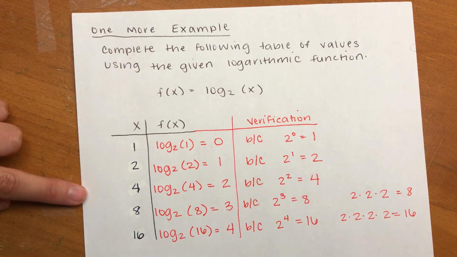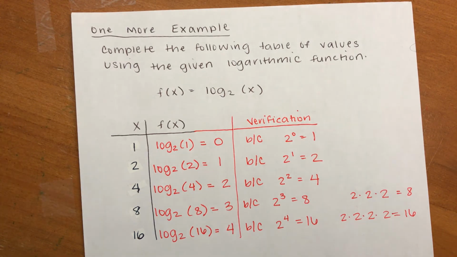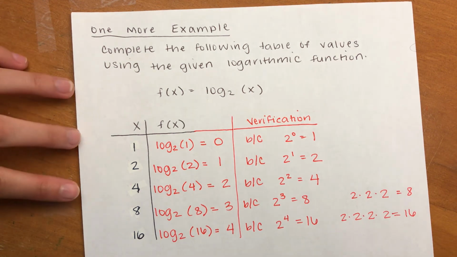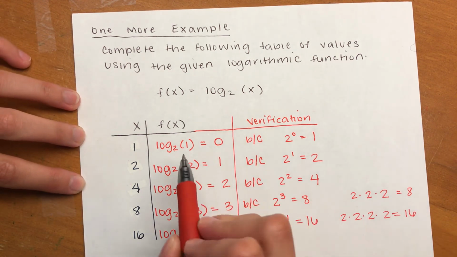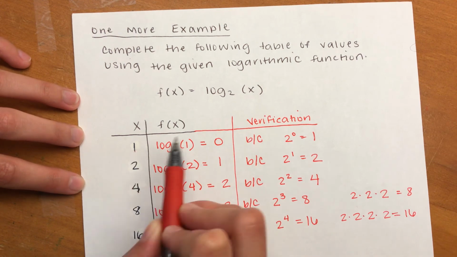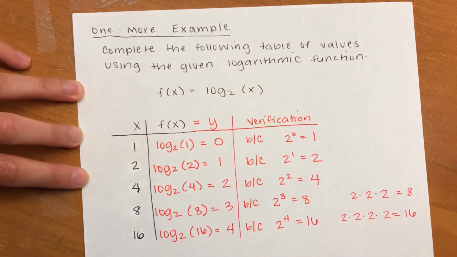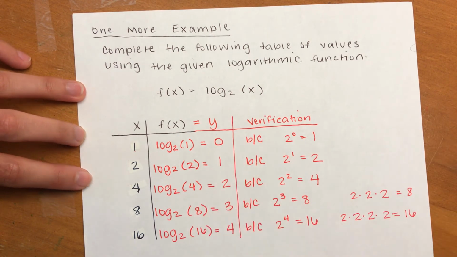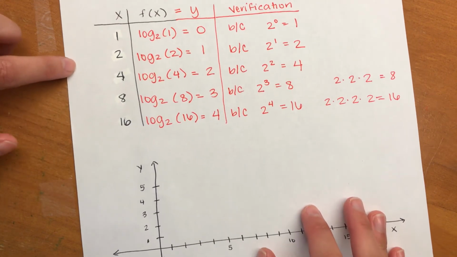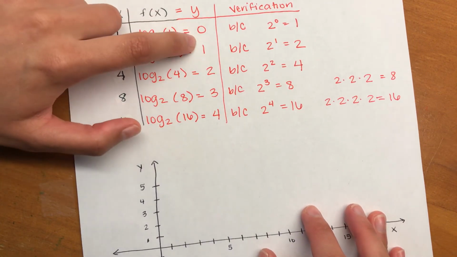Now, once I've got these f of x values, we've done this before. We've graphed these. So really, I have 5 points here. My first point, my x value is 1, and f of x, which also would be y on a graph, is 0. So that's going to be the point (1, 0).